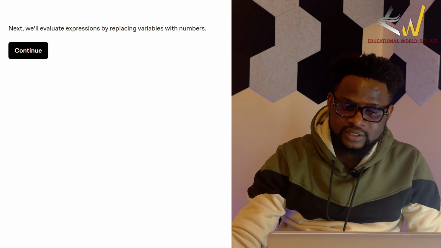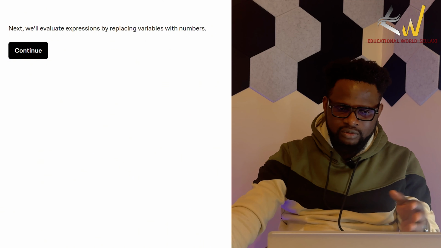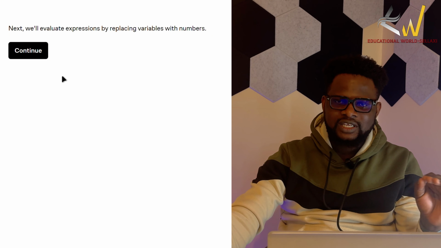Now we'll be looking at how to evaluate expressions by replacing variables with numbers. Okay, so we can see how simplified this is in understanding mathematical expressions. Mathematical expressions are different from mathematical equations. Expressions are not equated to anything. Expressions are just on their own. But when we have an equal to sign, let's say 40 plus 2K plus J is equal to something, a number or anything, that becomes a mathematical equation. So expressions don't have anything they are equated to.